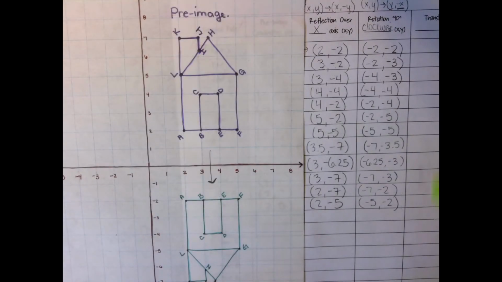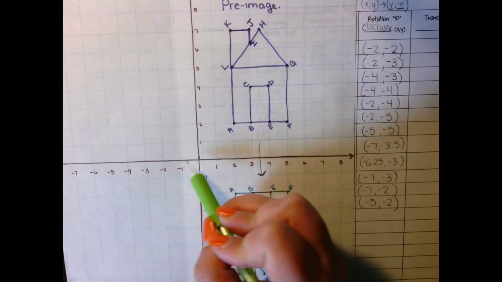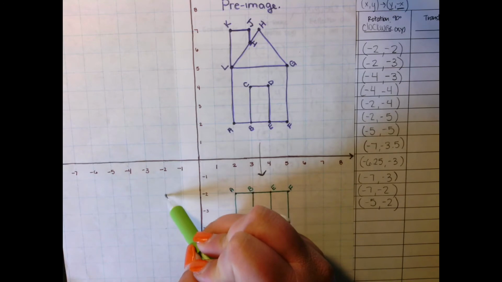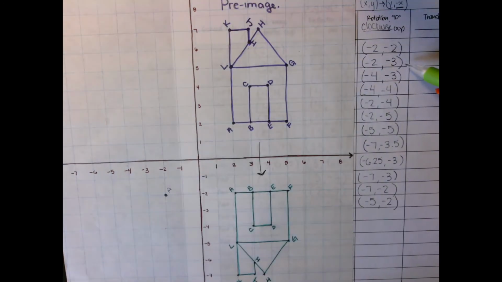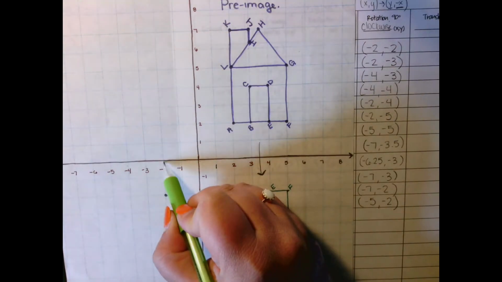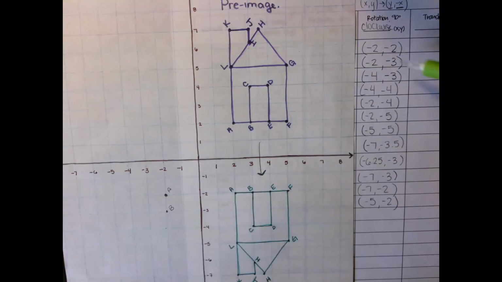Now that I've rotated my picture, so I've technically rotated all of these points 90 degrees clockwise, I'm going to take and plot these points on my picture. So my first one is going to be -2, -2. So starting at the origin, -2, -2. Plot that point. That's going to be point A. -2, -3. So -2, 1, 2, 3. Point B. And you're going to keep going on plotting all of these points.